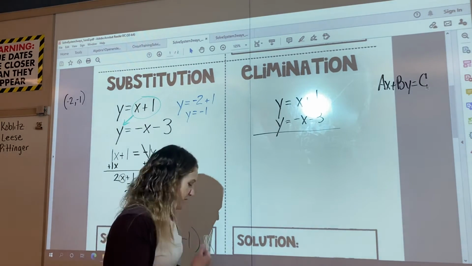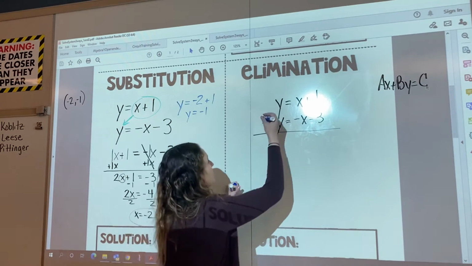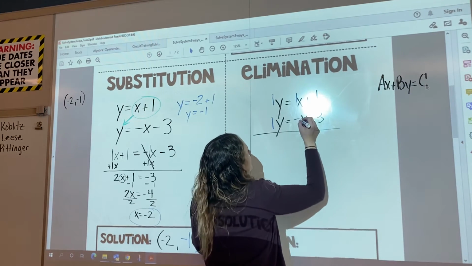Just to make sure that I know what my coefficients are, I'm going to put a 1 in front of anything without a number.